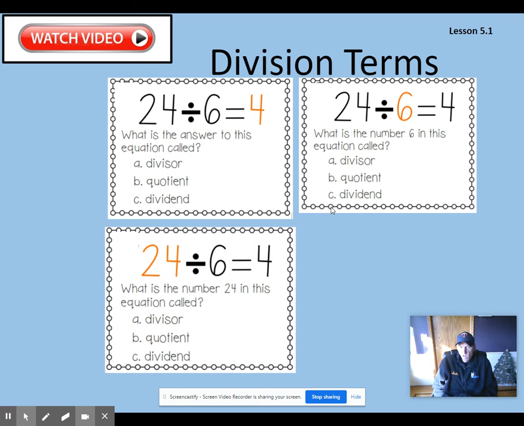All right, and this one, what's the number 24? The number 24, it's not the quotient, it's not the divisor. It has to be the dividend. It's what you're splitting up.